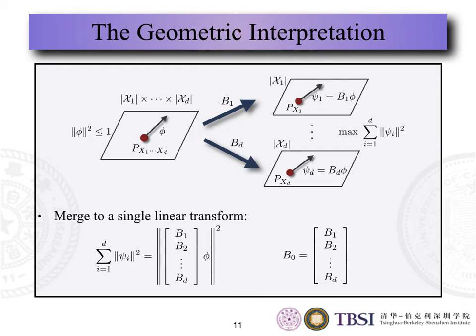Now, in order to solve this linear algebra problem, notice that if we stack the vectors psi as a very long vector, then the square norm of this very long vector is simply the sum of the square norms of all the component vectors psi. So we can write the sum of the square norms of the vectors psi as the norm of one vector, which is the matrix B0 times the information vector phi, where B0 is the matrix stacked by the matrices B1 to Bd.